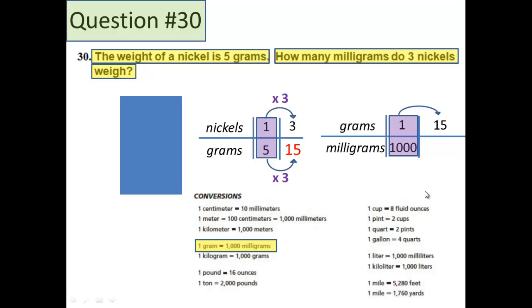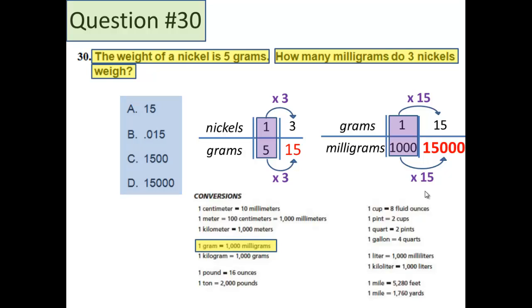How do I get from 1 to 15? Call it out, please. Times 15 is right. Whatever I do to the top, I do to the bottom. 1,000 times 15. That's a scratch and match situation right there. That's 15,000. How many milligrams do 3 nickels weigh?